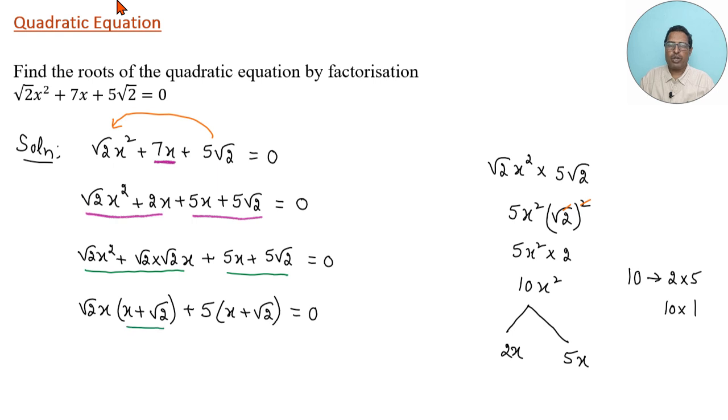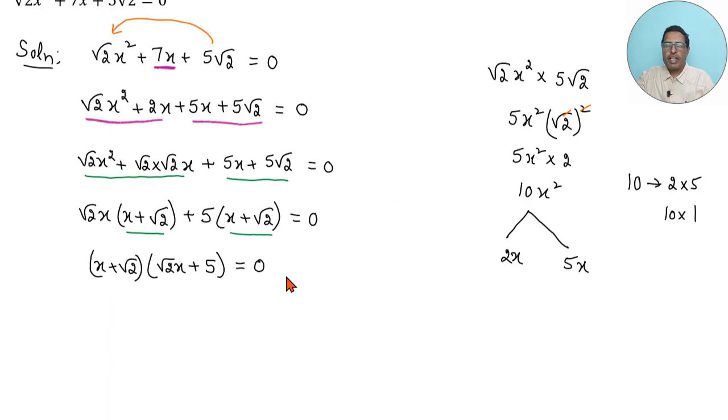Now further let us see what is common over here. x plus root 2 is common and x plus root 2 is common. So if I take x plus root 2 as common outside, then what will be left out inside? Here you have root 2 times x, and plus, because you have taken x plus root 2 outside, what is left out over here? 5, is equal to 0. Since these factors are equal to 0, we can take each of the factors to be 0. x plus root 2 is equal to 0, or root 2 x plus 5 is equal to 0.